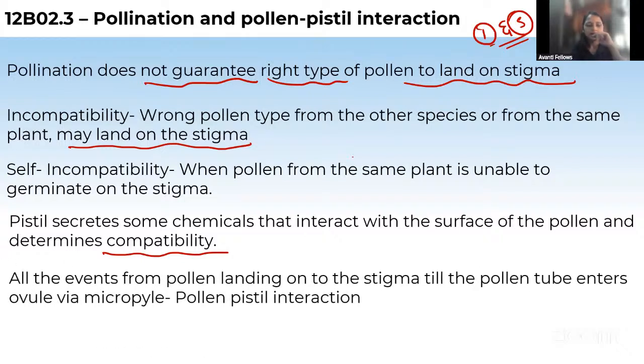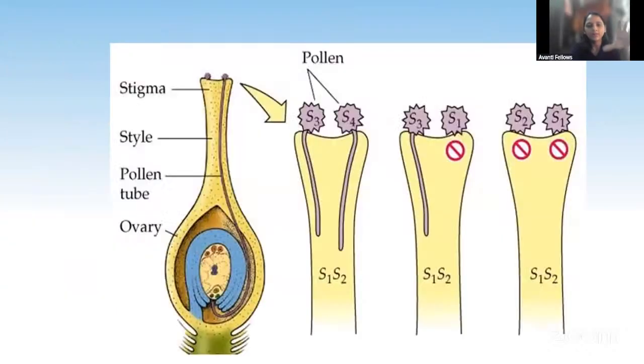Okay. So all these events, from pollen landing, the pollen grain will land on the stigma, then the pollen tube enters the ovule. This is called the pollen and pistil interaction. Here also you can see, guys, the pollen grains S3 and S4, S3 and S1, and S2 and S1. Now pollination happened. The insect has brought some pollen grain and deposited it on the stigma. This S3 and S4 are the pollen grains now. These both are specific only. Then it forms the pollen tube.